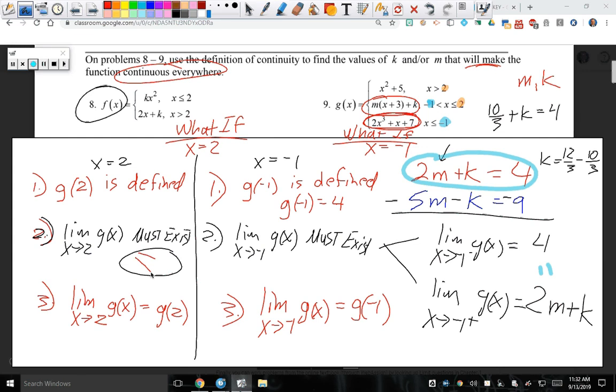Let's go. What is g of 2? g of 2 is defined, and 2 is here. Be careful. See? So it's not 9. It's 5m plus k. And this is what I'm looking for. So let me come back a little bit.